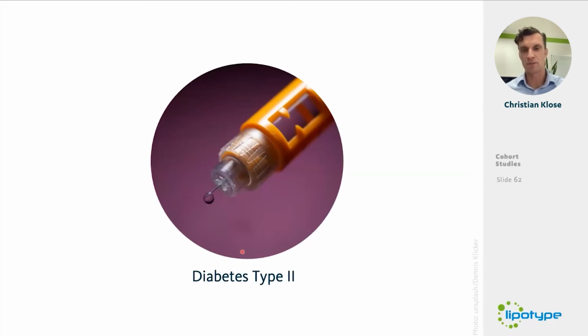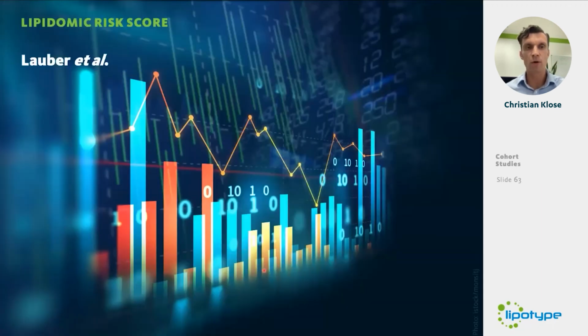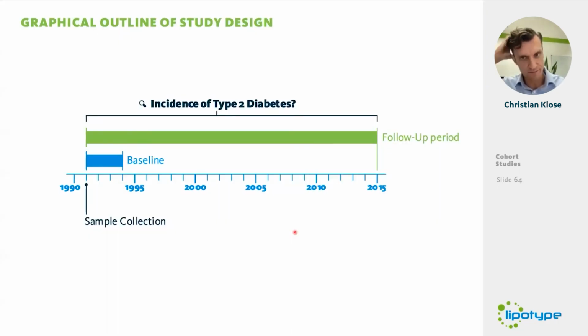Let's talk about diabetes type 2 more specifically. In our most recent work, which is currently under revision, we've established a lipidomic risk score for the estimation of the risk to get diabetes in the future. And I would like to tell you a little more about how we've done this. So in the Malmö Diet and Cancer study, which I've mentioned earlier, blood samples were collected in the early 90s, as you see here. And the volunteers were followed up for the next 23 years until 2015. And they were followed up for diseases like cancer, cardiovascular disease, and of course also diabetes type 2.